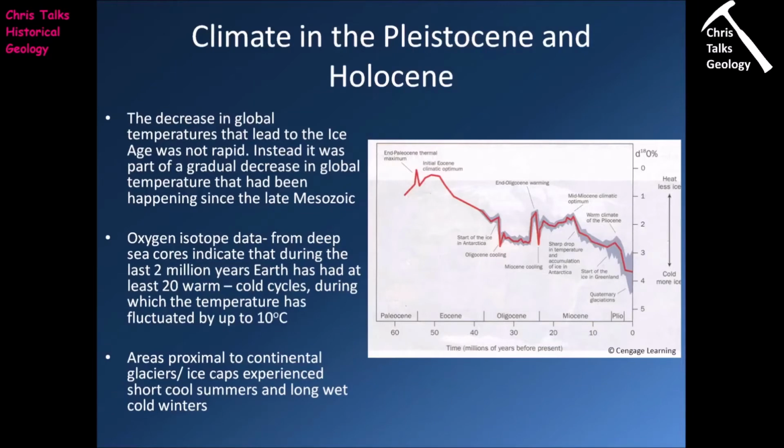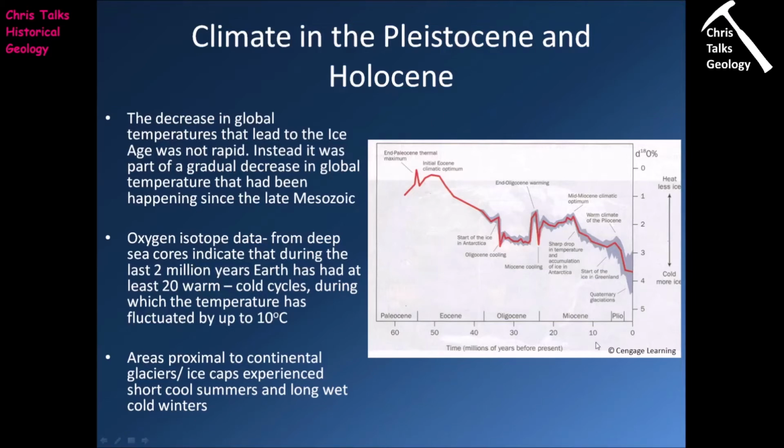So now let's think about the climate in the Pleistocene and the Holocene. So the decreasing global temperatures that we see during the Cenozoic was not a rapid affair. Instead, it's part of a gradual decrease in global temperatures that starts all the way back at the Cenozoic-Mesozoic boundary and carries on through to the present day.